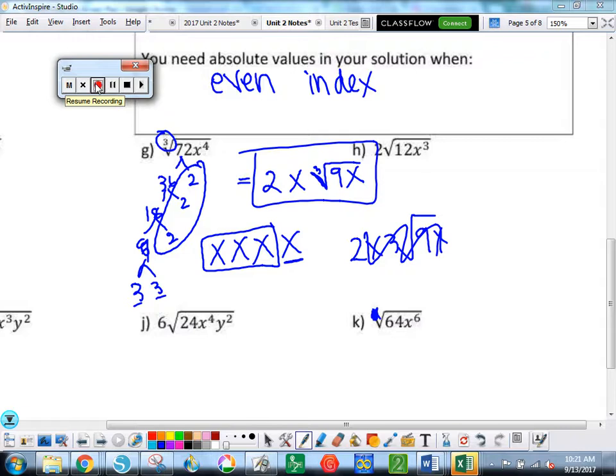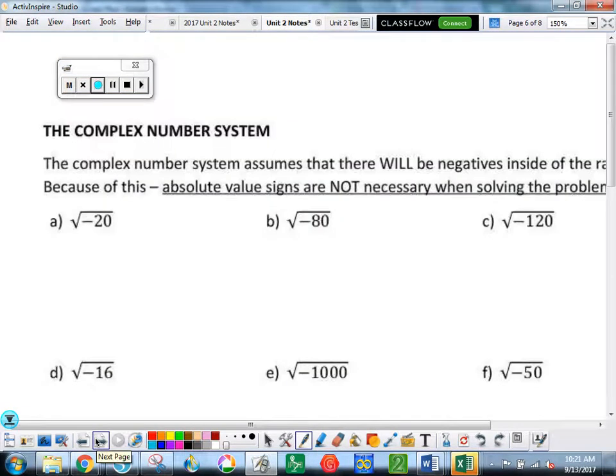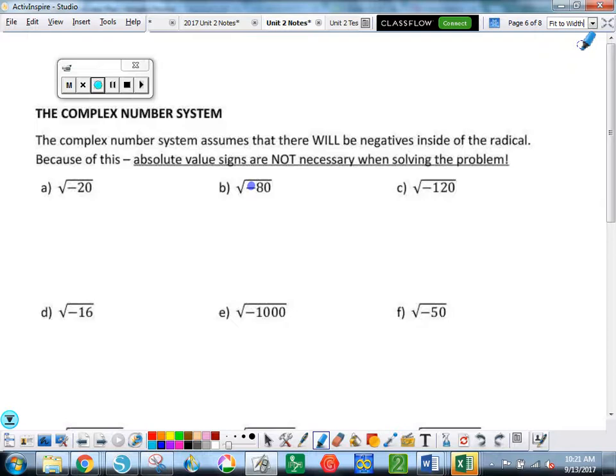Now we're going to do the exact same thing, but we're going to do them with complex numbers. The difference is the complex number system assumes that there's a negative inside, right? So it is not necessary to put absolute values because there can be a negative inside of there. It assumes that it's going to be a negative anyway. So we're going to do the exact same thing. The only difference is we're ignoring absolute values completely because negative numbers can be inside the radical if you're talking about imaginary, and my answer will have an i on it.